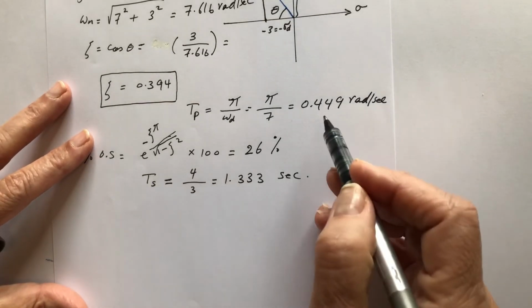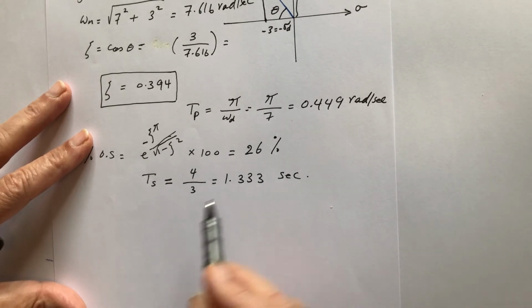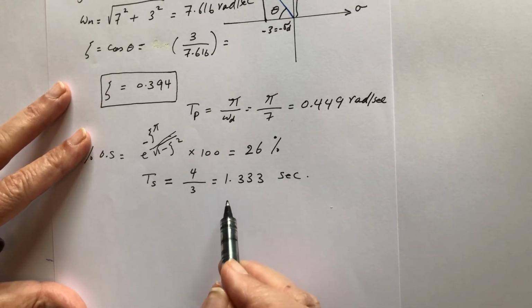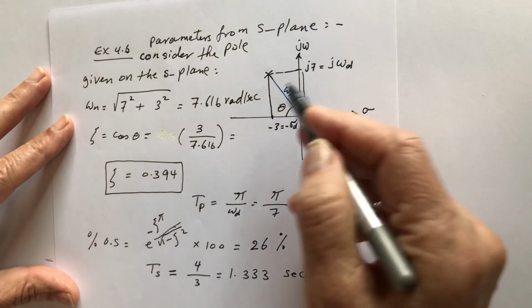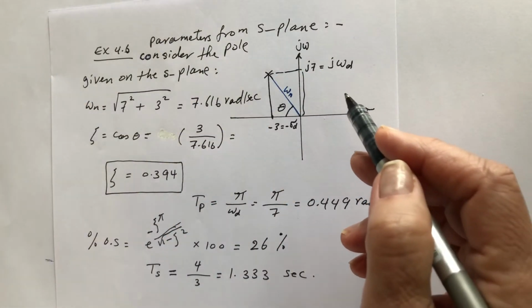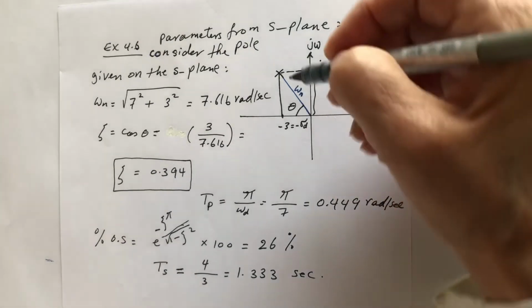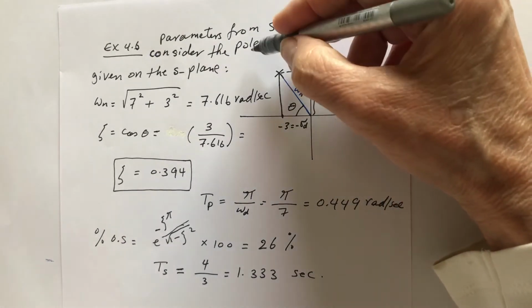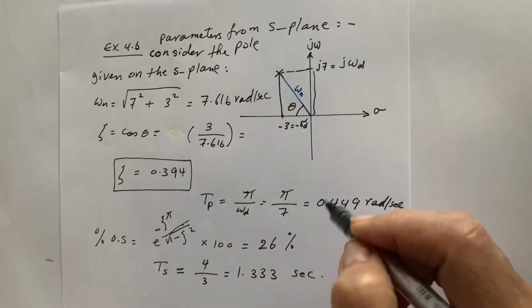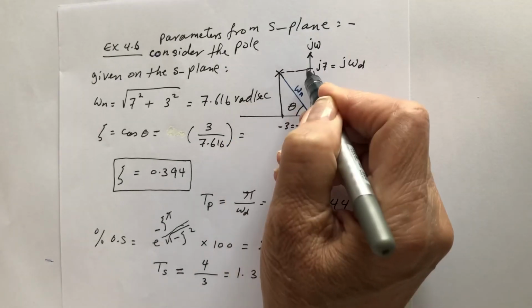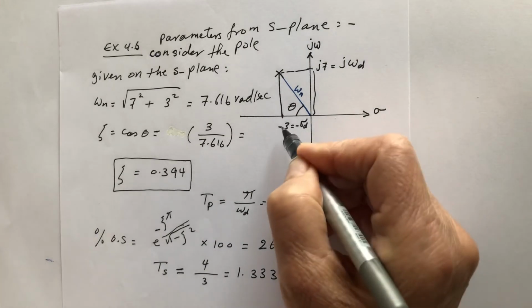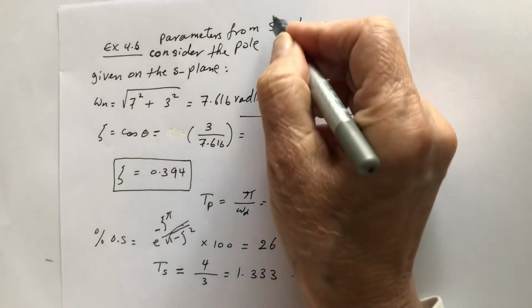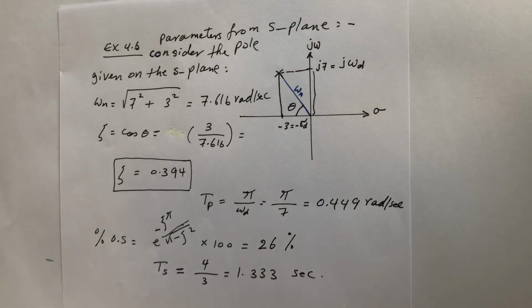Again, notice that TP is smaller than TS, okay? Don't forget that. So if we have an S-plane with these parameters, we can get the other missing parameters. Here is the line for the constant zeta, okay? And here, if you like, constant TP. And this line is for constant settling time.